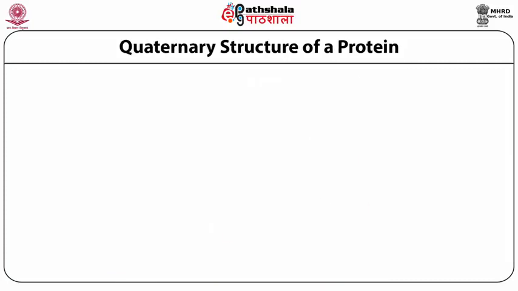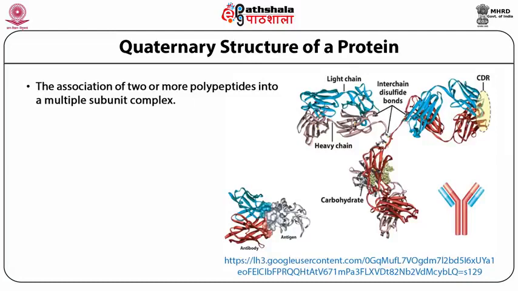Now come to the quaternary structure of protein. As I discussed the primary, secondary and tertiary, the quaternary structure has numerous proteins such as hemoglobin, which is a complex protein, and it is made up of 2 or more polypeptide chains. Each polypeptide chain is known as a subunit.